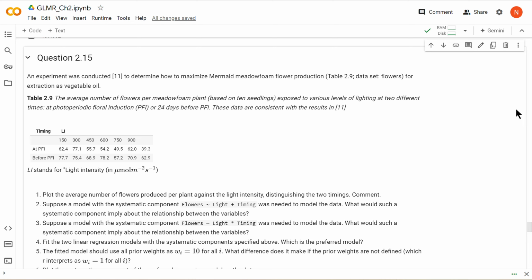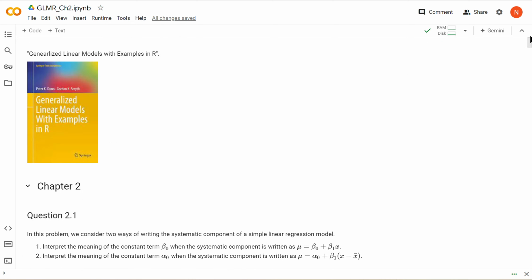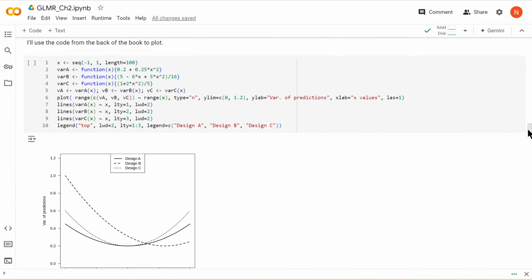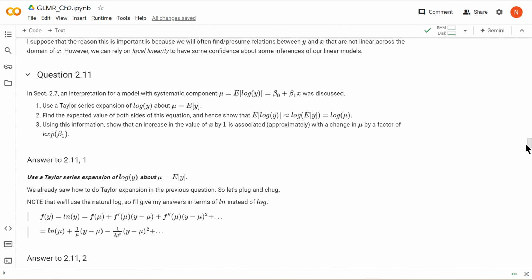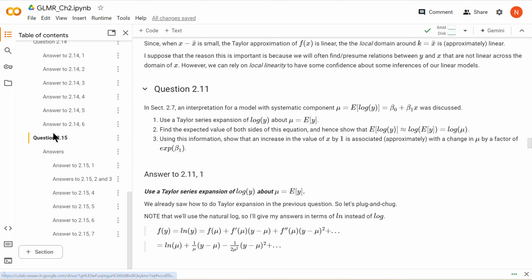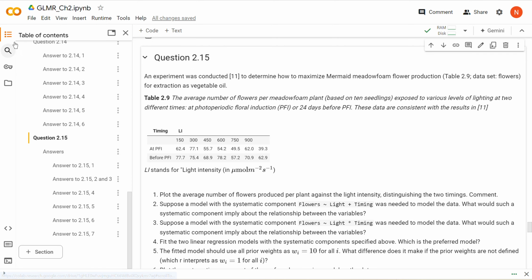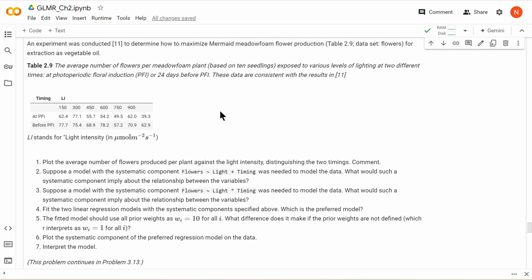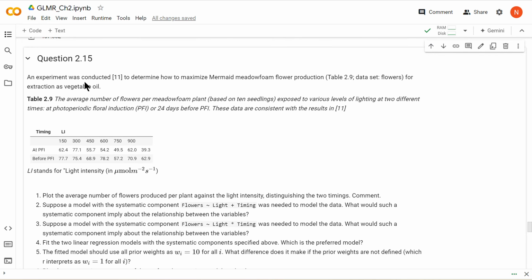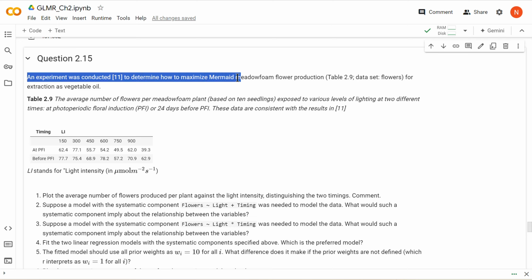Okay, so we are in Generalized Linear Models with examples in R. We're just in Chapter 2 here, and we are on question 2.15. Okay, so here's the question. An experiment was conducted to determine how to maximize Mermaid meadowfoam flower production. And there's a table in 2.9, which I've reproduced right here.